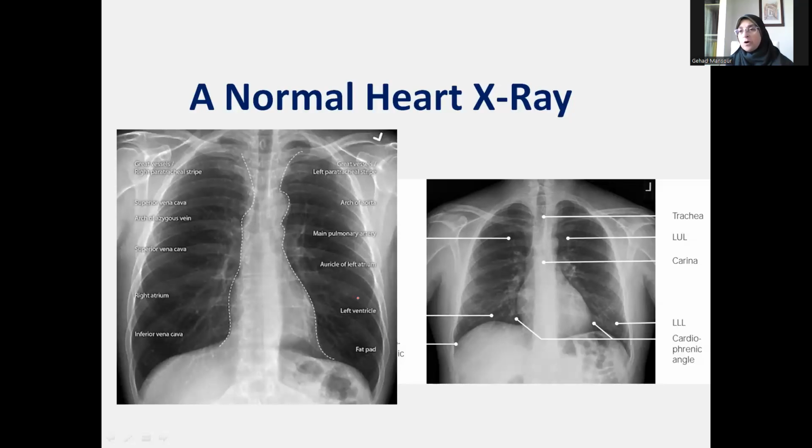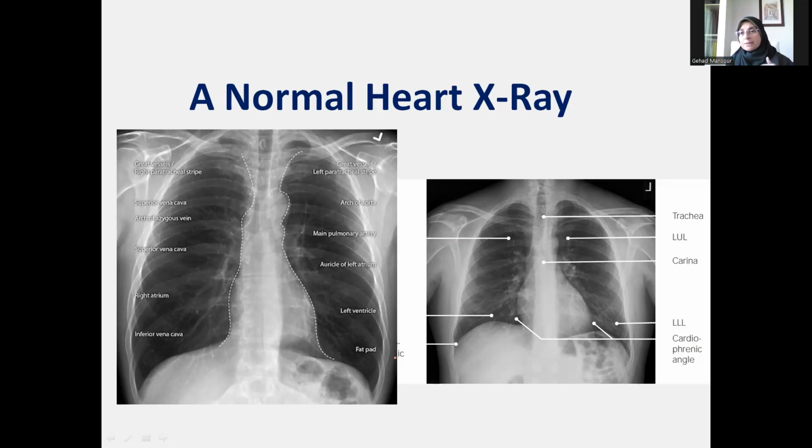Of course, if you are to be asked about the normal heart X-ray, you would first be asked about the cardiothoracic ratio and how to measure the cardiothoracic ratio and what is the significance of the cardiothoracic ratio. Of course, the cardiothoracic ratio is the ratio between the width of the heart, the maximum width of the heart, and the maximum width of the chest cavity.